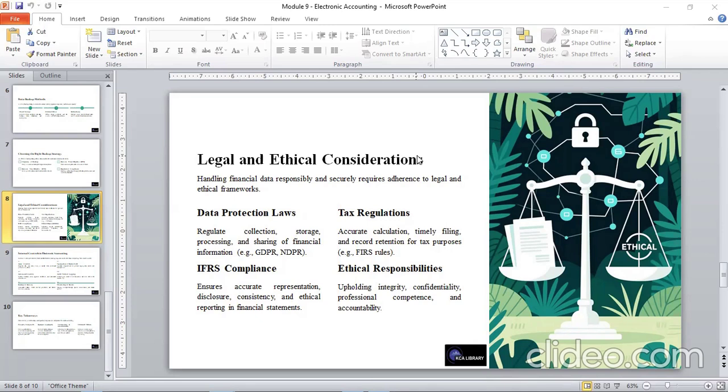Also, we have the tax regulation, and this talks about the accurate calculation, timely filing, and record retention for tax purposes. And these are the FIRS rules, Federal Inland Revenue Service rules, and also IFRS compliance. And this ensures accurate representation, disclosure, consistency, and ethical reporting in financial statements. The last is the ethical responsibilities, which talks about upholding integrity, confidentiality, professional competence, and accountability.